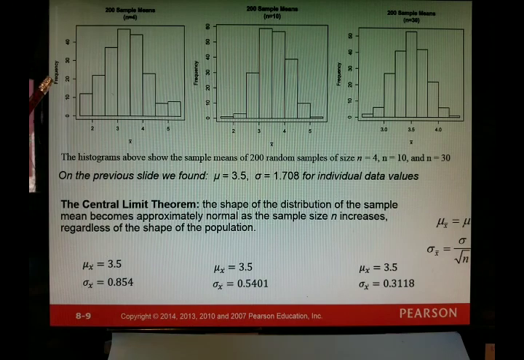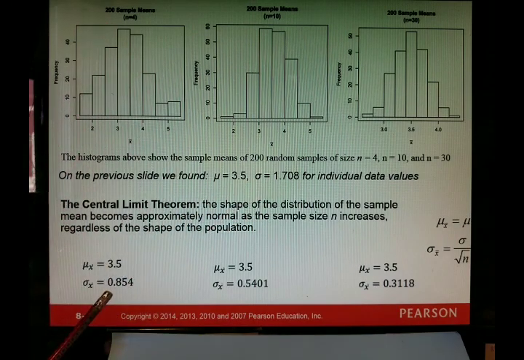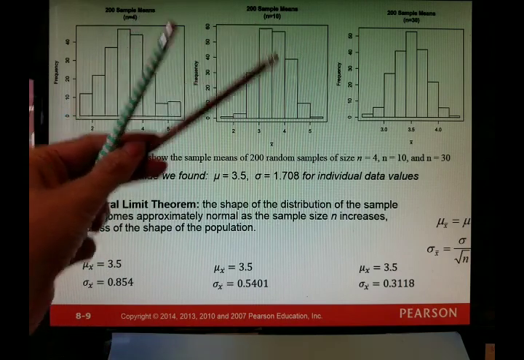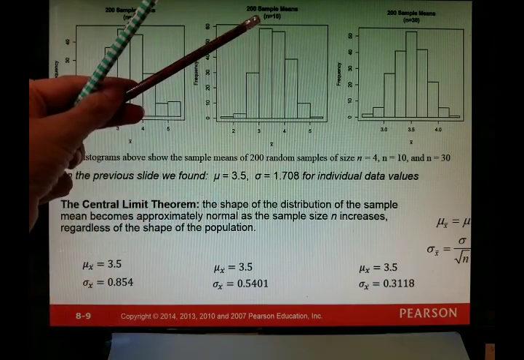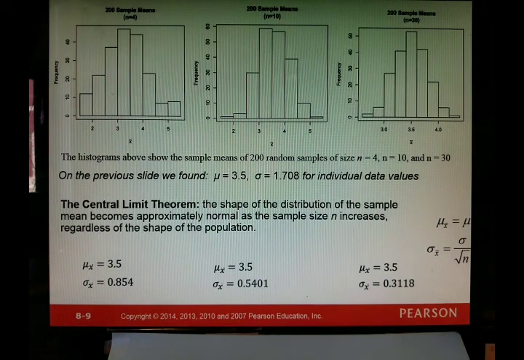The standard deviation in this one, we would divide that number by the square root of 4. Then we would divide this one, 1.708, by the square root of 10. That gave me this new standard deviation here. And in the last one, we took that standard deviation and divided by the square root of 30. And those standard deviations did get smaller as the sample size got larger.